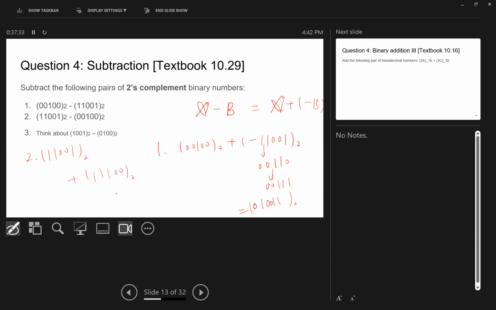And what do we get? Let's do it. 1, 0, 1, 0, 0, 1. Right? And actually, we have an overflow bit here. And what do we do for this overflow bit? So we have to take care of this overflow bit.